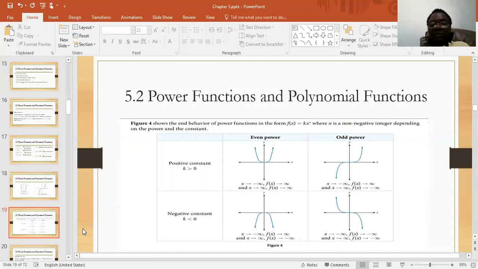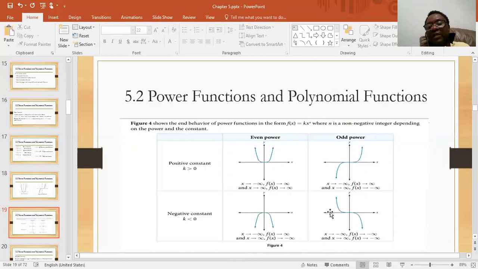So we can see in the graph here, for an even power when k is negative, both limits are negative infinity. There is a little mistake here from the textbook. The limit is minus infinity because an even power takes both negative and positive numbers to positive, and the coefficient k is negative, so it goes to negative infinity.